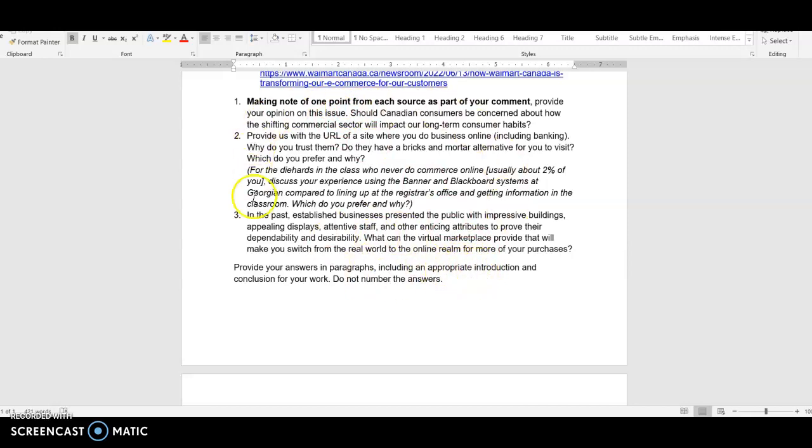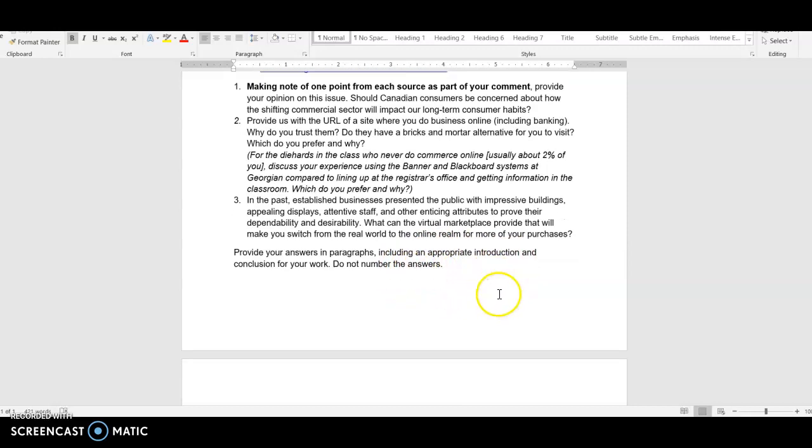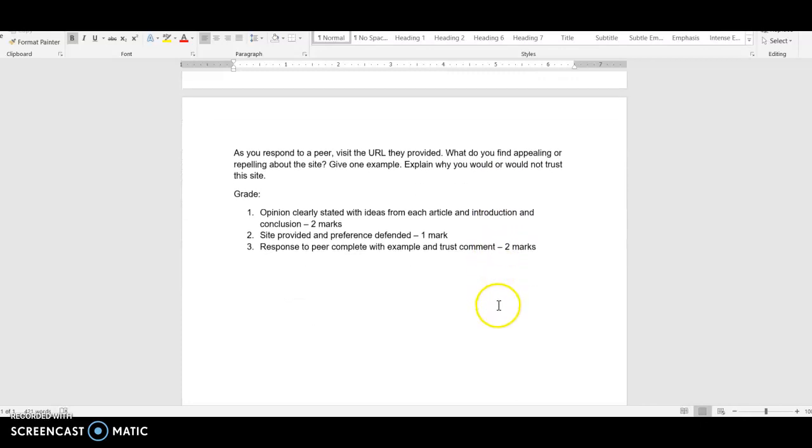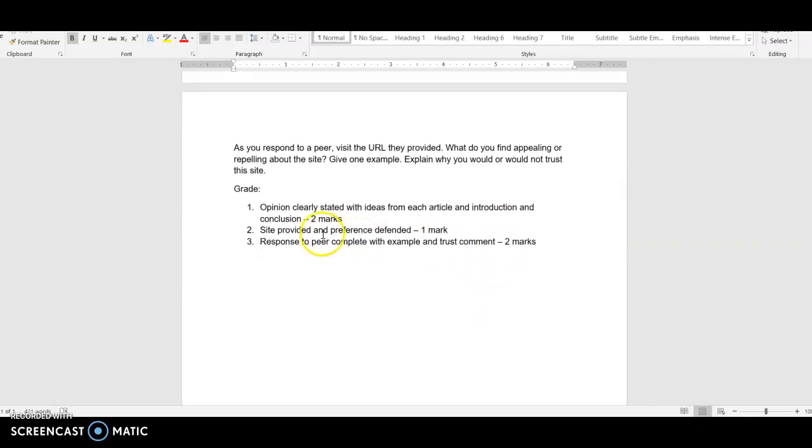You can answer all of these in just a couple of paragraphs, but do make sure you have some introductory and concluding statements for the work as a whole. Now, by Friday, you need to respond to a peer. So this is part 2 of the assignment.